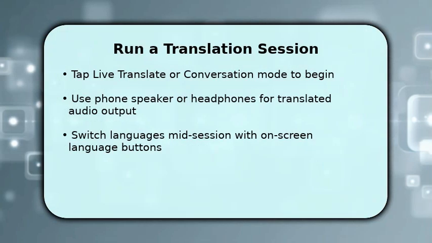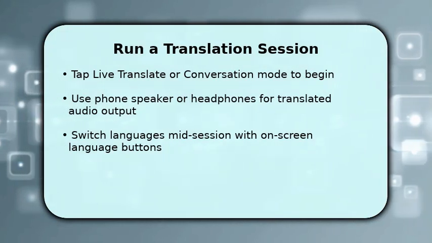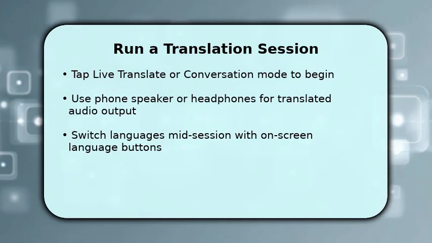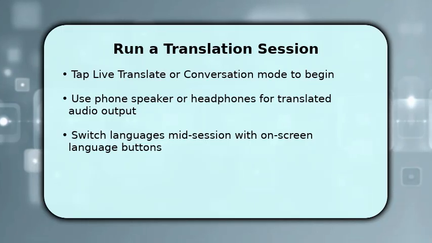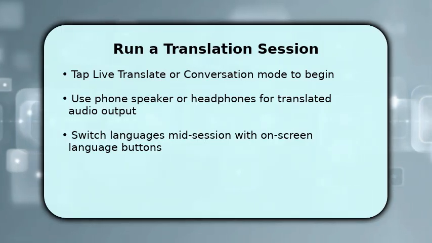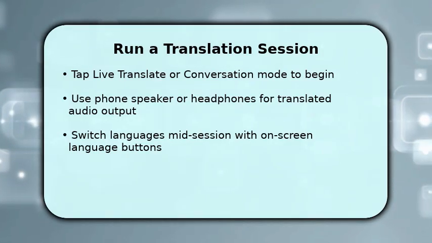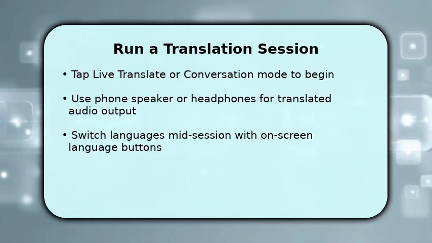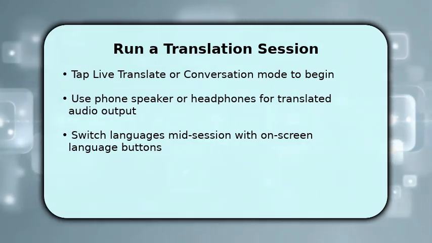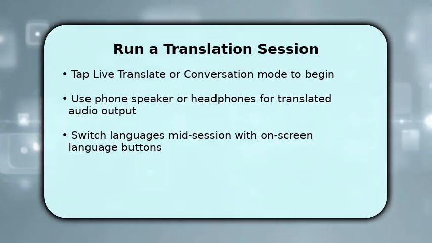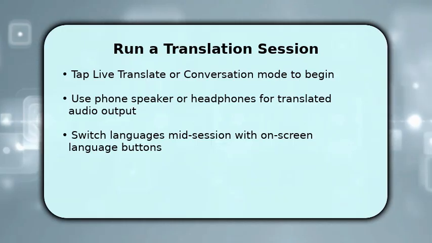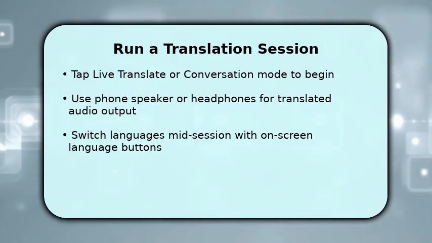You launch Live Translate and position the phone near the speaker so the mic catches clear audio. Tap Conversation or Live Translate, then press the record or mic button. The app transcribes and translates instantly. Use the speaker icon to play the translated audio or plug in headphones for privacy. If the other person switches language, tap the language selector to change it on the fly. This maintains flow and keeps interruptions minimal.